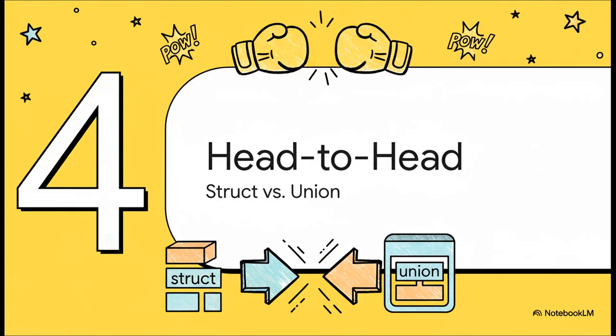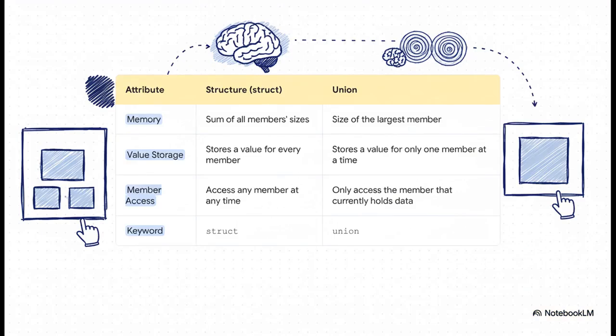All right, let's put these two side by side in a final showdown. This should make the choice between them absolutely crystal clear. This table really just lays it all out. When it comes to memory, structs add everything up. Unions just take the size of the biggest member. For storing values, structs hold everything. Unions hold just one at a time. And for access, you can grab any data you want from a struct anytime. But with a union, you better be sure you're asking for the last thing you put in there.